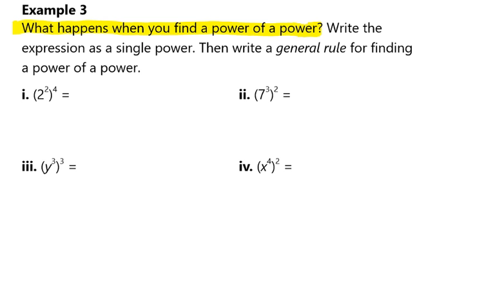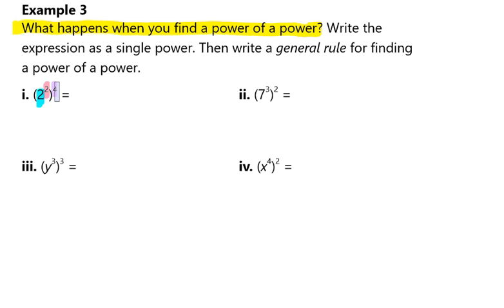What happens when you find a power of a power? So we're going to write the expression as a single power, and then we're going to simplify it. And then we're going to find a general rule for finding a power of a power. So in problem 1 here, we have 2 raised to the 2 times 4, or 2 squared raised to the fourth power.